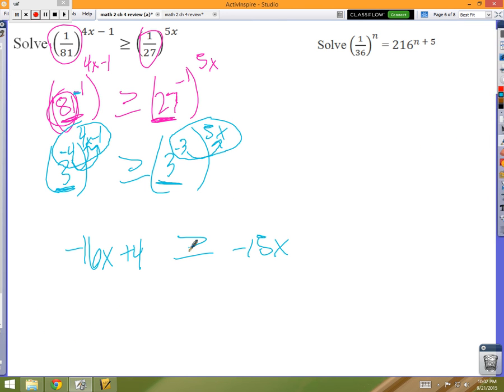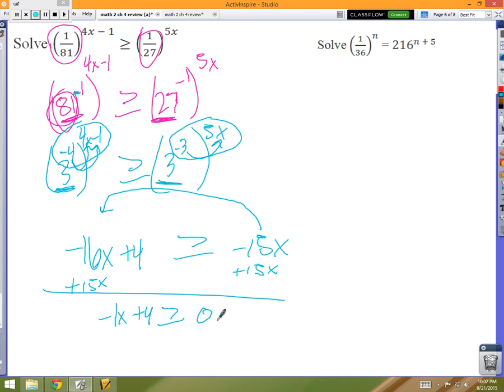Okay, now we just do cops and robbers, solve it. So I'm going to move these x's over here. So I'm going to plus 15 x's, and I'm going to plus 15 x's. So I've got a negative 1x plus 4 is greater than or equal to 0. So I'm going to minus 4, minus 4. So I got a negative x is greater than or equal to a negative 4.